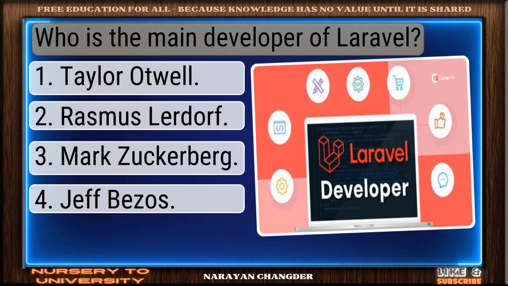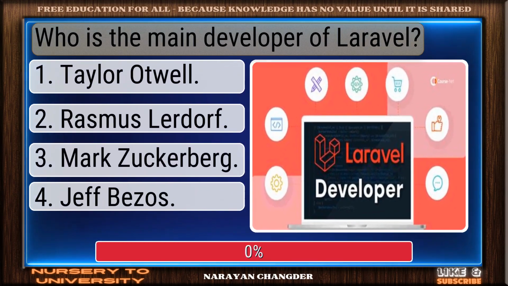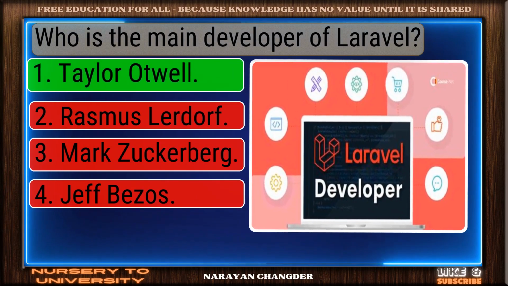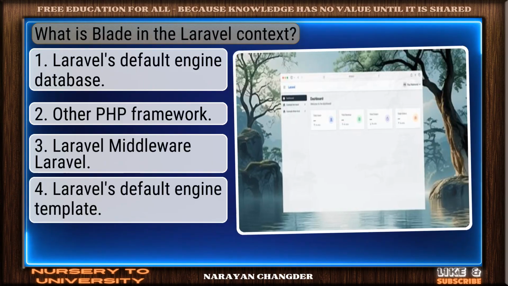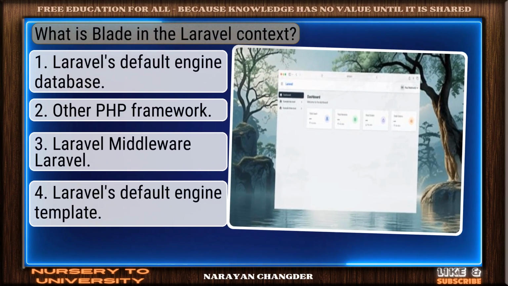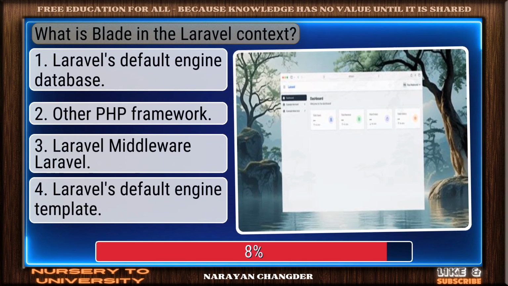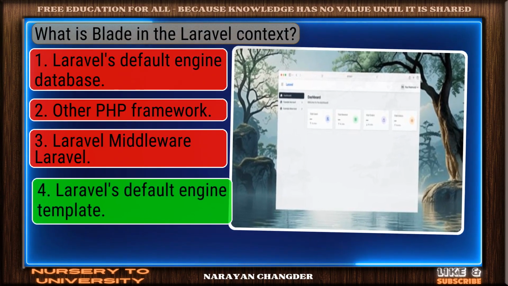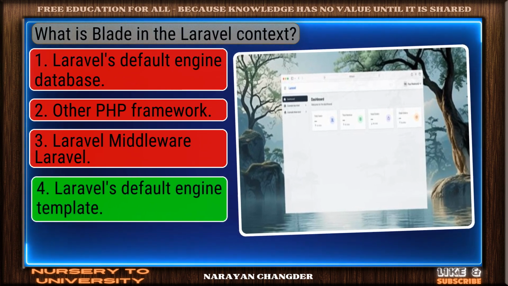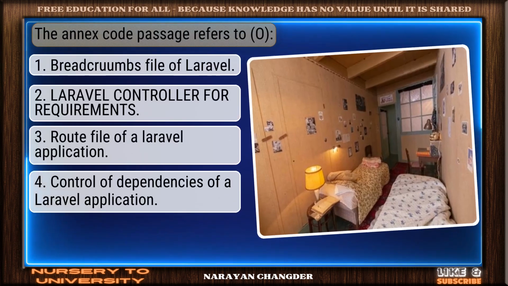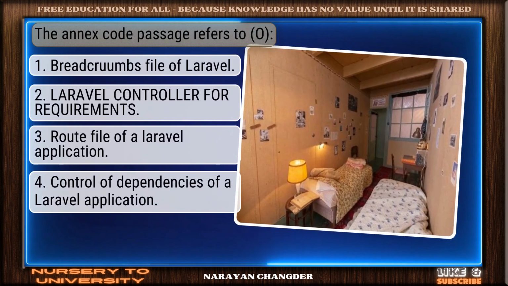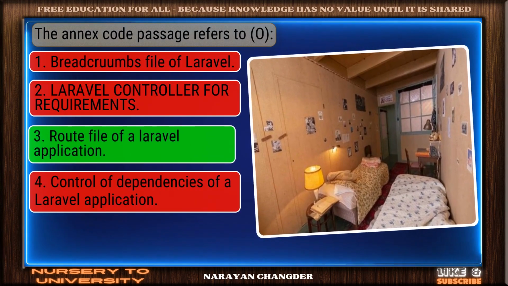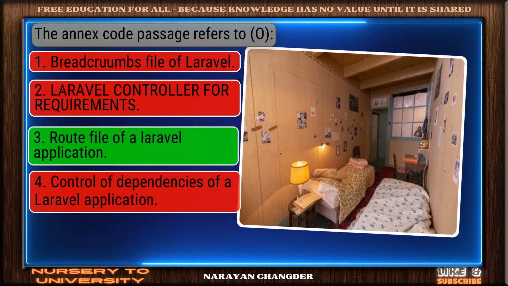Question number 44. Who is the main developer of Laravel? You got it. Your choice, Taylor Otwell, is right. Question number 45. What is Blade in the Laravel context? Well picked. Laravel's default template engine is the correct answer. Question number 46. The annex code passage refers to. You chose root file of a Laravel application, and it is correct.